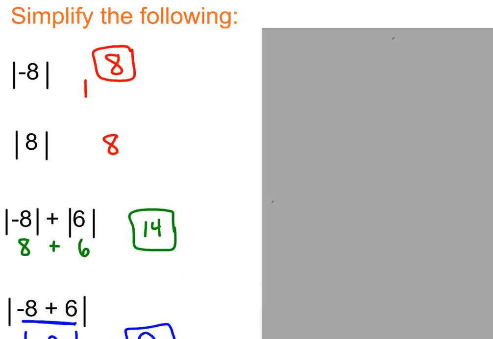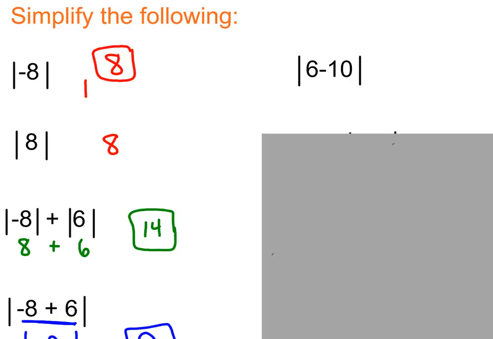So now we're going to ask that question. How far is -2 away from 0? That is 2 units away. That's the answer to the absolute value of -8 plus 6. That's all on that side. Let's go back to this side.